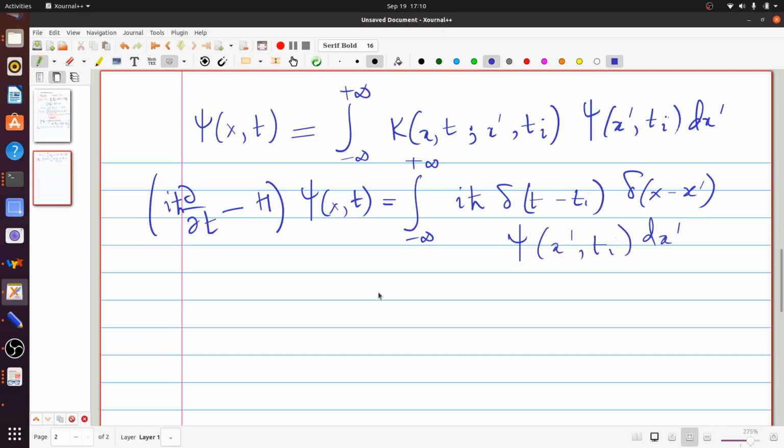i h cross delta of t minus t i, delta of x minus x prime, psi of x prime, t i, dx prime. This immediately gives me psi of x, t i, that's the integration over x prime done, times i h cross, but also multiplied by delta of t minus t i. Since this equation works when t is more than t i, this immediately gives me 0, because the delta function, delta of t minus t i, vanishes when t is more than t i.